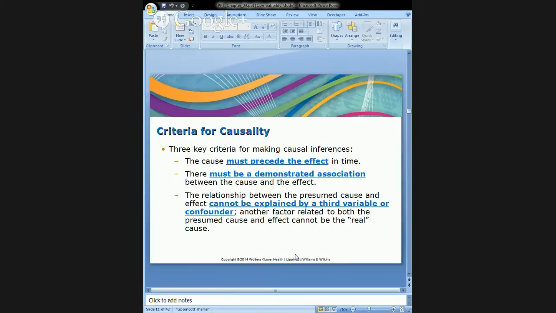There must be a demonstrated association between the cause and effect. And basically we do this through statistical measures and statistical tests, and we'll talk about those later on in this course. And we also remember we have to control for confounding variables. The effect cannot be explained by a third variable or something else that's going on.